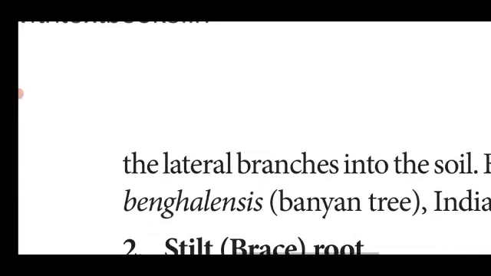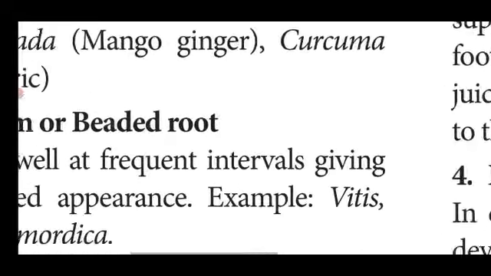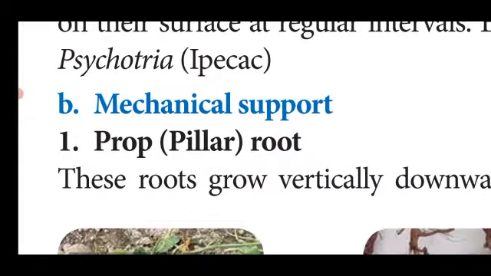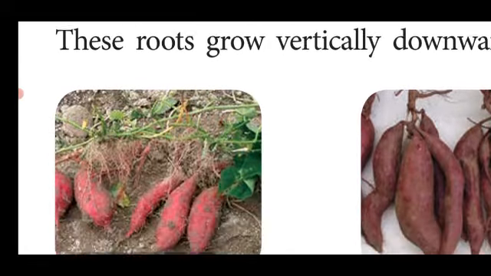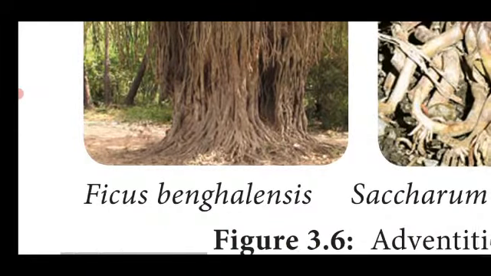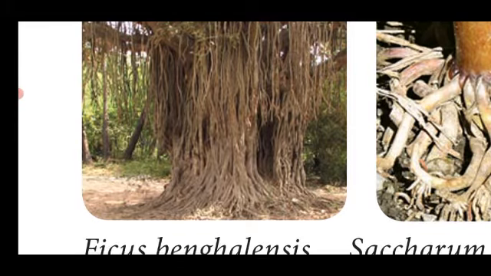The next root modification is the adventitious roots which are modified for mechanical support. For example, pillar root. These roots grow vertically. They are seen in the banyan tree, Ficus bengalensis. There are several roots which arise from the branches of the trees and look like pillars. So they look like pillars to give additional strength to the plants. They are very huge trees.